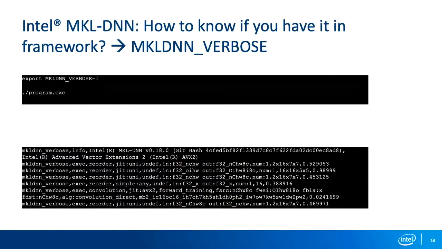The way to do it is export this environment variable, verbose equals 1, and call your program. If verbose is set to 1, MKL-DNN will just print a nice trace of every operation that it runs. If you don't see any MKL-DNN calls, let's say in ResNet 50 on your TensorFlow side, then you don't have MKL. That's pretty straightforward.